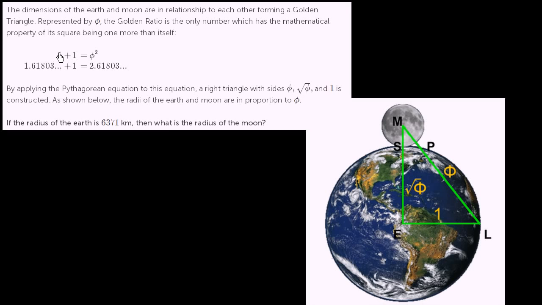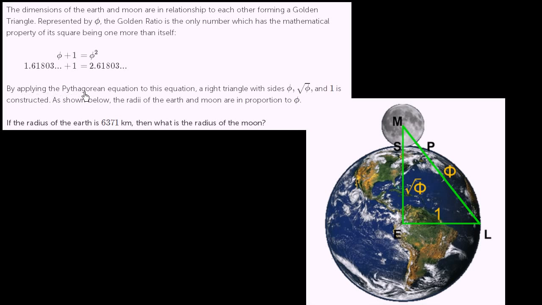So they say that phi plus 1 is phi squared, which is neat by itself, and this is where they just write out what phi looks like. So phi is approximately 1.61803. It keeps going on and on and on. Plus 1 is going to be 1.61803 on and on squared, which is 2.61803. So it's just another way of expressing this.